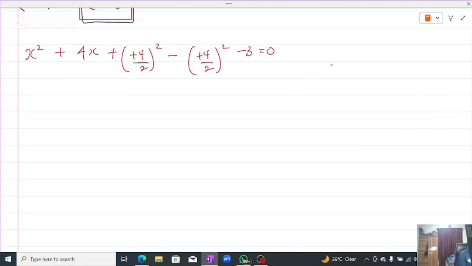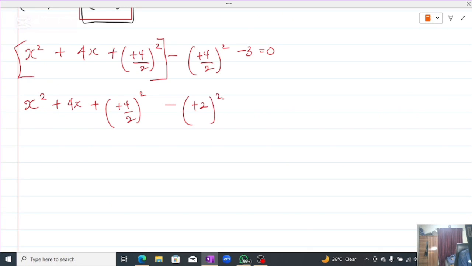So now what is the next thing? You want to complete the square. You can shape it in this form, that is, you separate them: the part that has x with the complete result, and then the last term. So if I want to complete my result here, I have x squared plus 4x plus 4 over 2 squared, then minus, and this one I can decide to divide, which is plus 2 squared, minus 3 equal to 0.